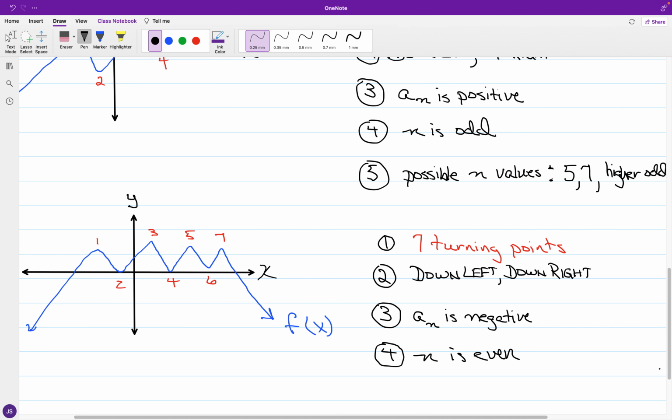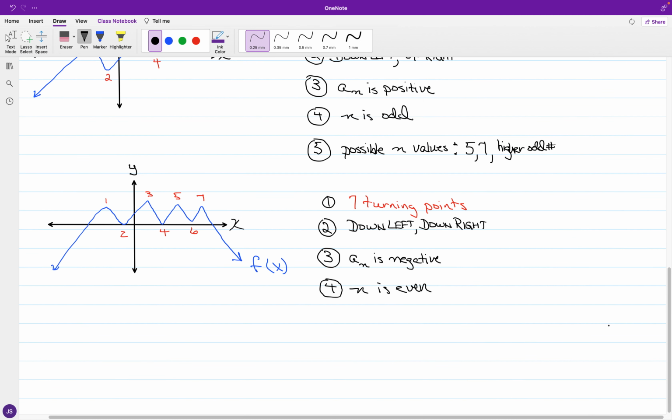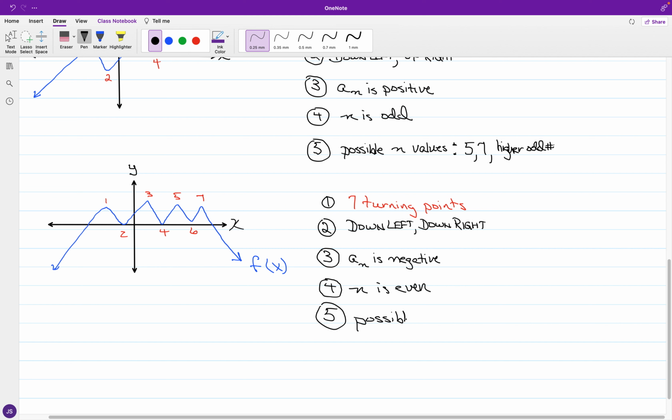And for the possible degree values, in terms of what n could be equal to, n is going to be an even amount, and it has to be an even amount that is greater than the number of turning points. Here we have 7 turning points, so the minimum degree that we could have for this polynomial function is going to be 8, but if it is anything else, it's going to be 10 or some other even value that is higher.